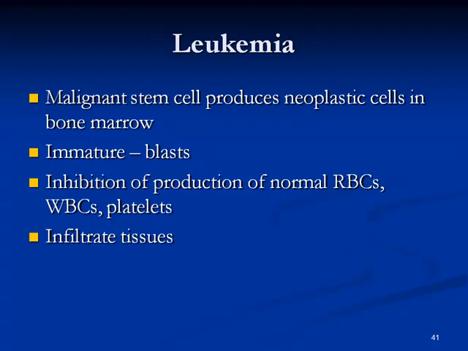We often see a lot of immature cells, the blast cells. And when we have something that's interfering with the bone marrow function, we also have problems with the other blood products coming out of the bone marrow as well. So it's not just white blood cells, it's red blood cells and platelets. And then we often think of leukemia as circulating just in the bloodstream, but it can infiltrate tissue as well. So we can get solid tumors with leukemias.